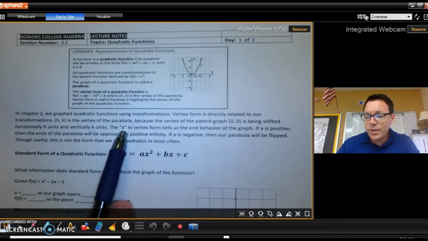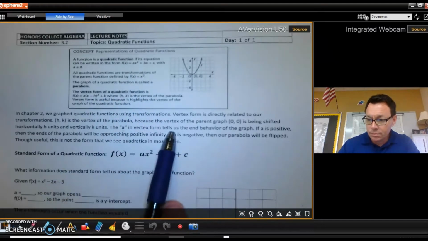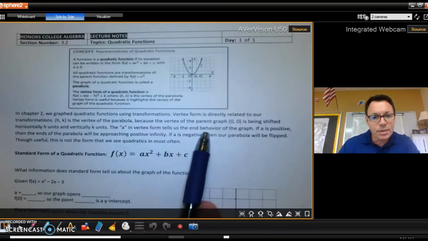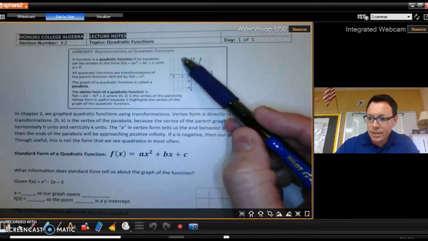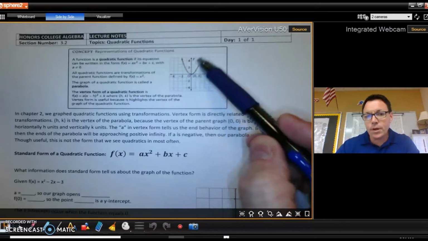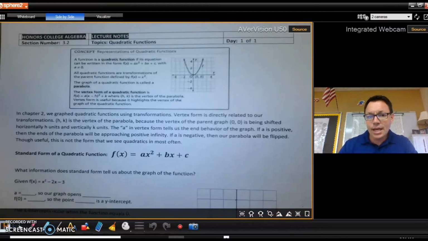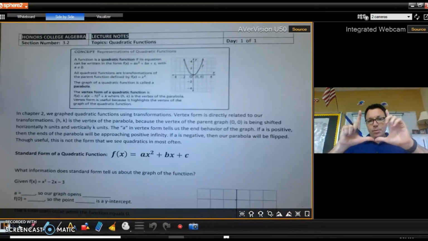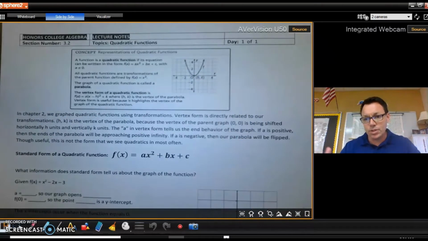All right, so the a in both of those equations is important, okay? Because it tells us about what is called the end behavior of the graph. If a is positive, then the ends of the graph are going to be going up towards positive infinity. And if the a is negative, then the parabola is going to flip upside down, and so the ends of your graph are going to be headed towards negative infinity.